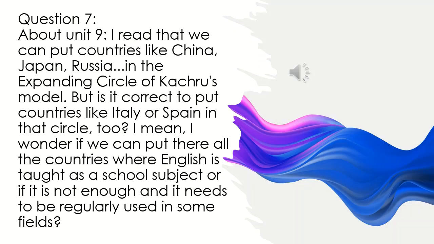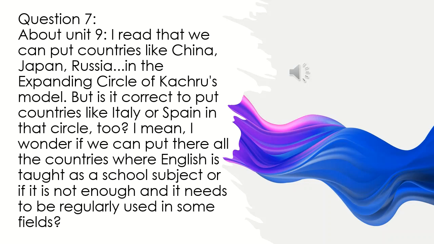Question 7 is about Unit 9. The student says, I read that we can put countries like China, Japan, Russia in the expanding circle of Kachru's model, but is it correct to put countries like Italy or Spain in that circle too? I wonder if we can put there all the countries where English is taught as a school subject, or if it's not enough and it needs to be regularly used in some fields.